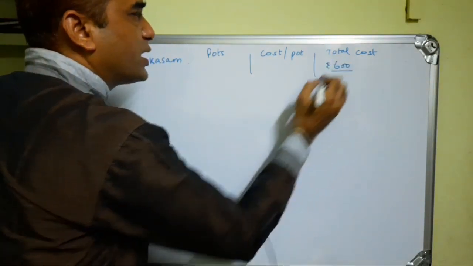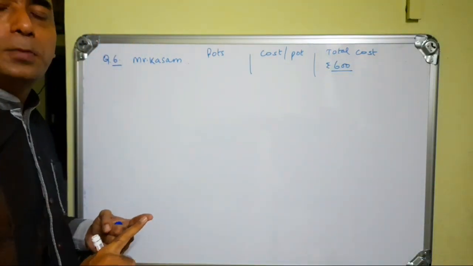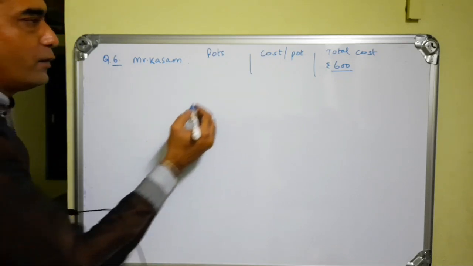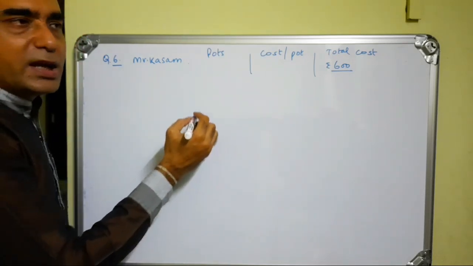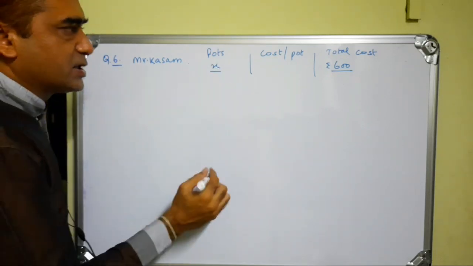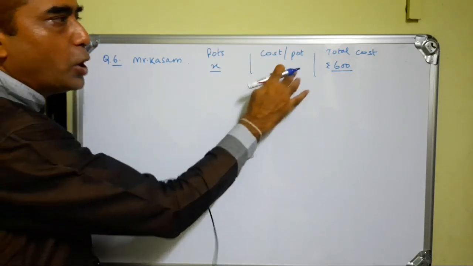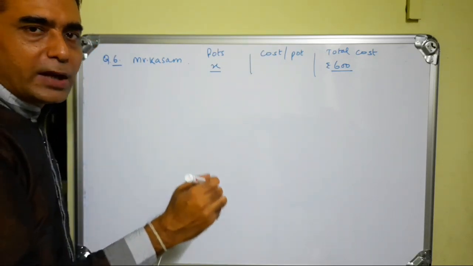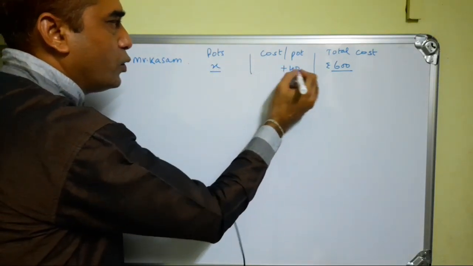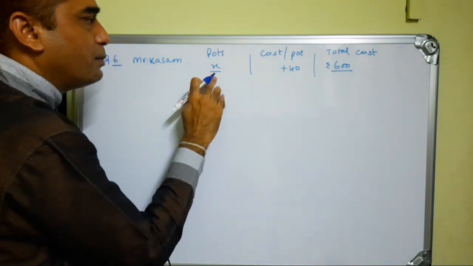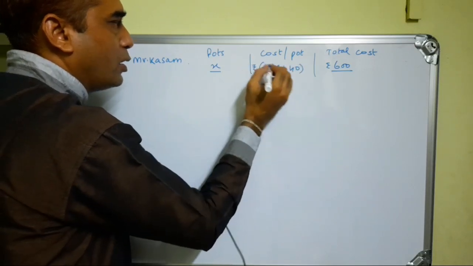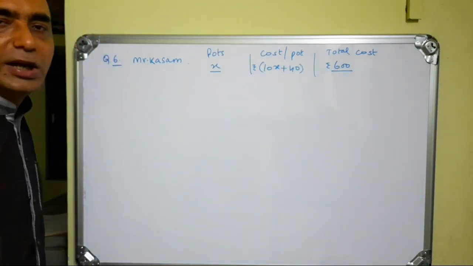We have to find two things. Number one, the number of pots he makes in one day, and the cost of one pot. Now we'll start with let: he makes x pots in a day. The number of pots he makes in one day is x. So the cost per pot is 40 rupees more than 10 times the number of pots in one day. So 10x plus 40 is the cost of one pot, and the total cost is 600.